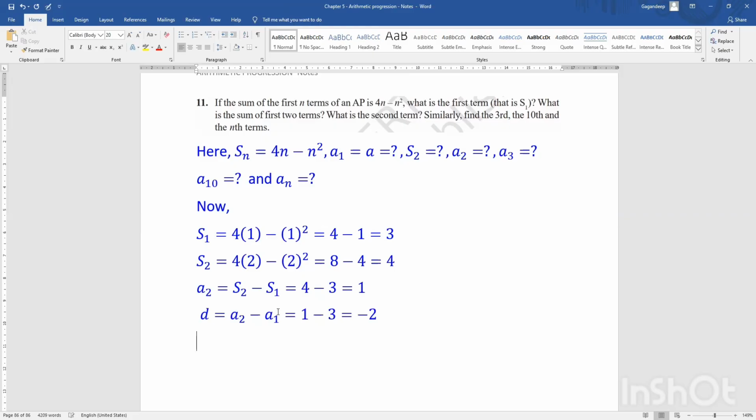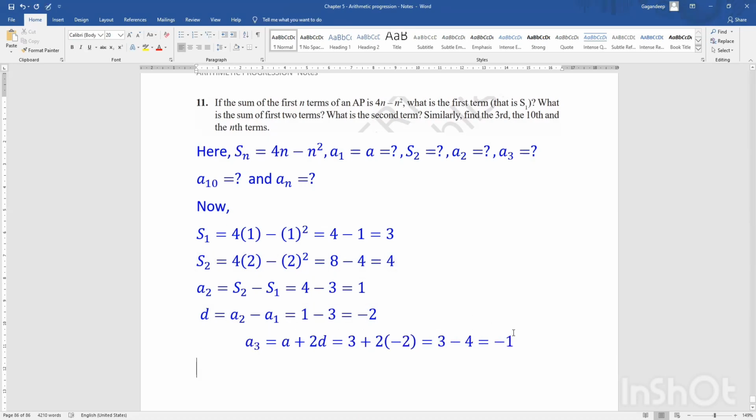And then I am going to find out the third term. So third term is nothing but a plus 2d. What is the a value? A value is 3 plus 2 into d value. What is d value? It is minus 2. Which is equal to 3 minus 4. So 3 minus 4 will give you minus 1.